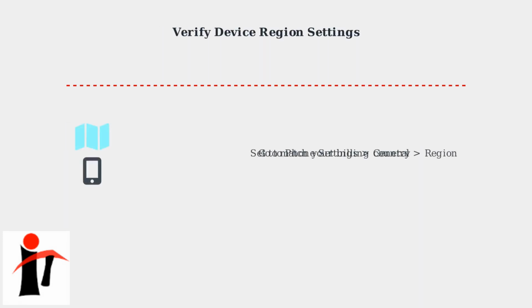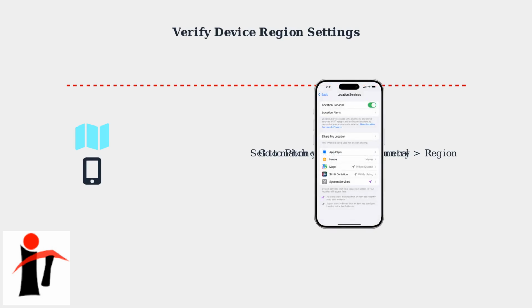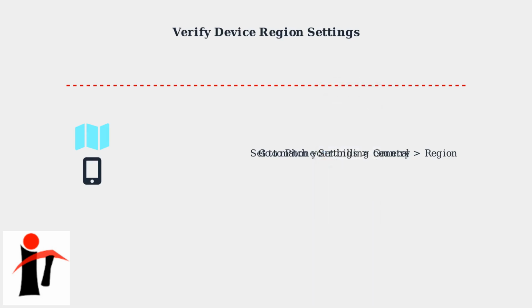Also, ensure your device's region setting is set to the same country as your billing address. This is found in your phone's general settings, not within the Tesla app itself. On iOS devices, check Location Services in Settings. While location access isn't directly the region setting, it can affect payment processing for location-based restrictions.